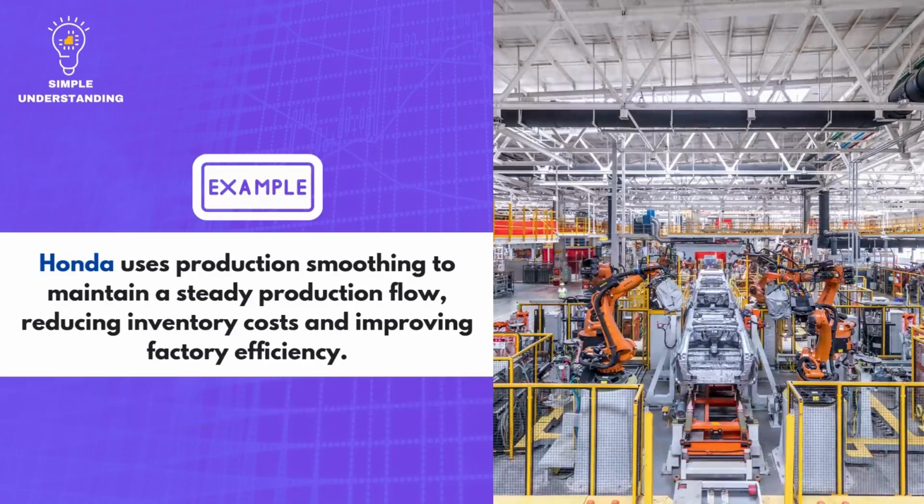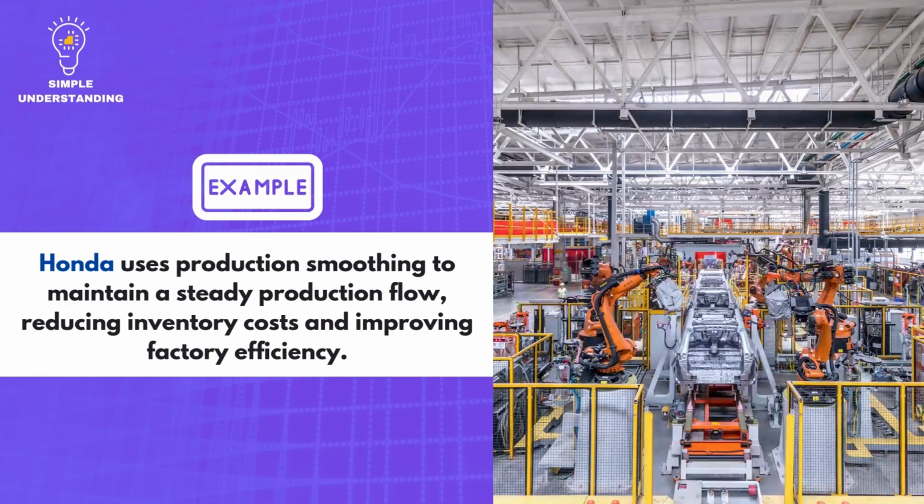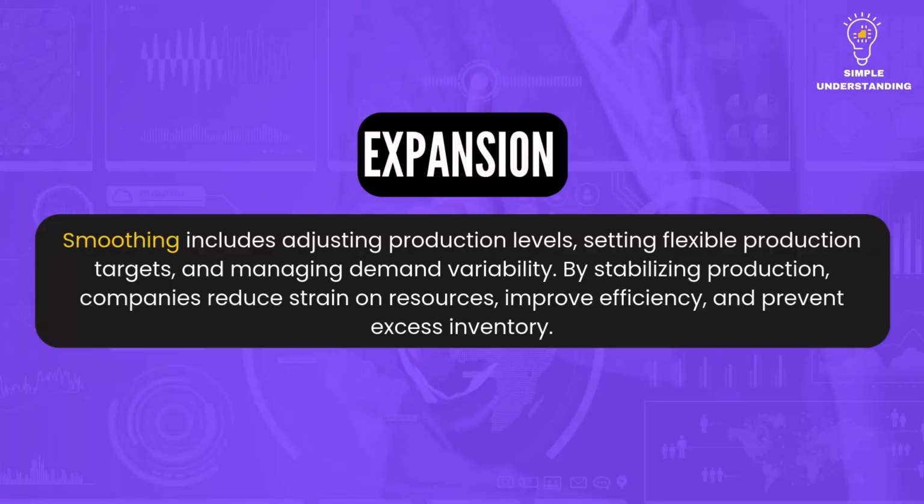Real company example. Honda uses production smoothing to maintain a steady production flow, reducing inventory costs and improving factory efficiency. Expansion. Smoothing includes adjusting production levels, setting flexible production targets, and managing demand variability. By stabilizing production, companies reduce strain on resources, improve efficiency, and prevent excess inventory.